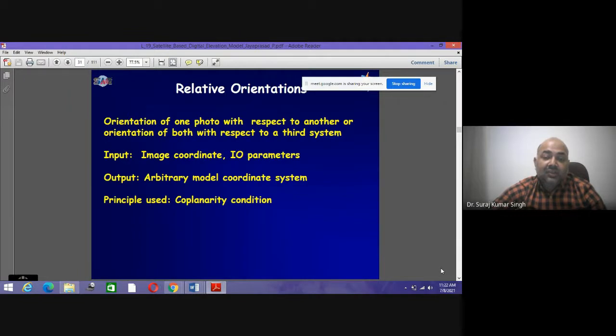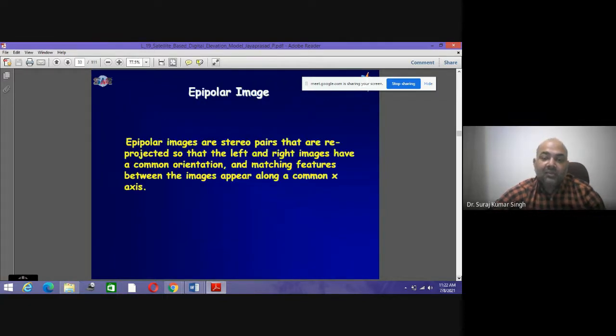Then you have got relative orientation, where the orientation of one photo with respect to another, or orientation of both with respect to a third system, is generated. The input corresponds to the image coordinates and IO parameters. Output corresponds to the arbitrary model coordinate system. The principle used is the coplanarity condition. Then you have got epipolar image, which denotes the stereo pairs that are reprojected so that left and right images have a common orientation and the matching features between the images appear along a common axis.